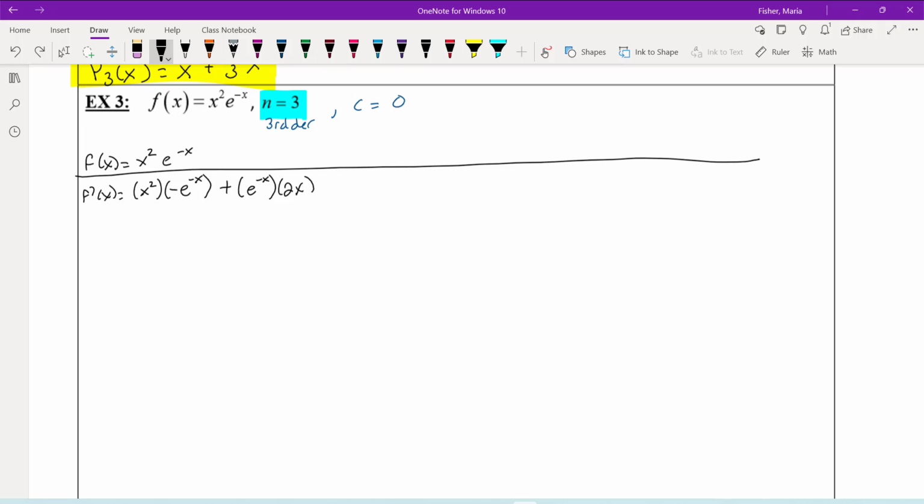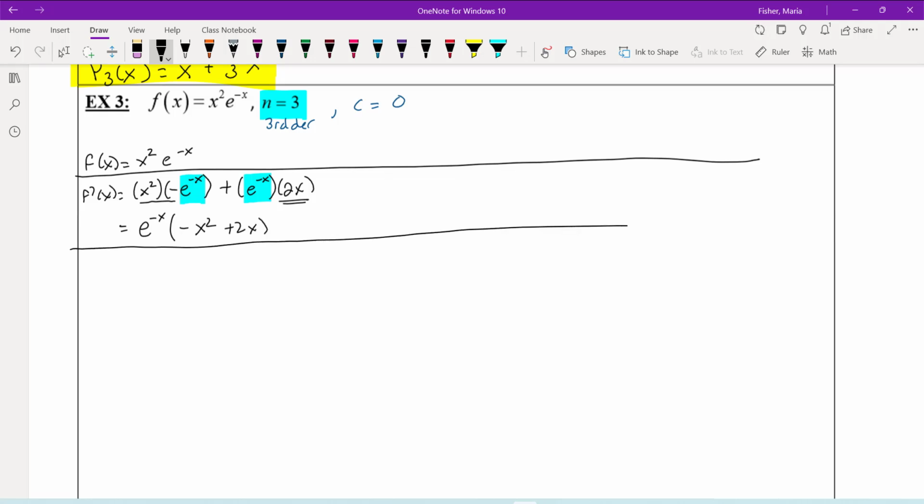To make the next derivative a little bit easier to find, let's factor out an e to the negative x from both of those terms. If we were to factor out an e to the negative x, we'd be left with negative x squared, and then just plus 2x. Now this is easier to find the derivative of.